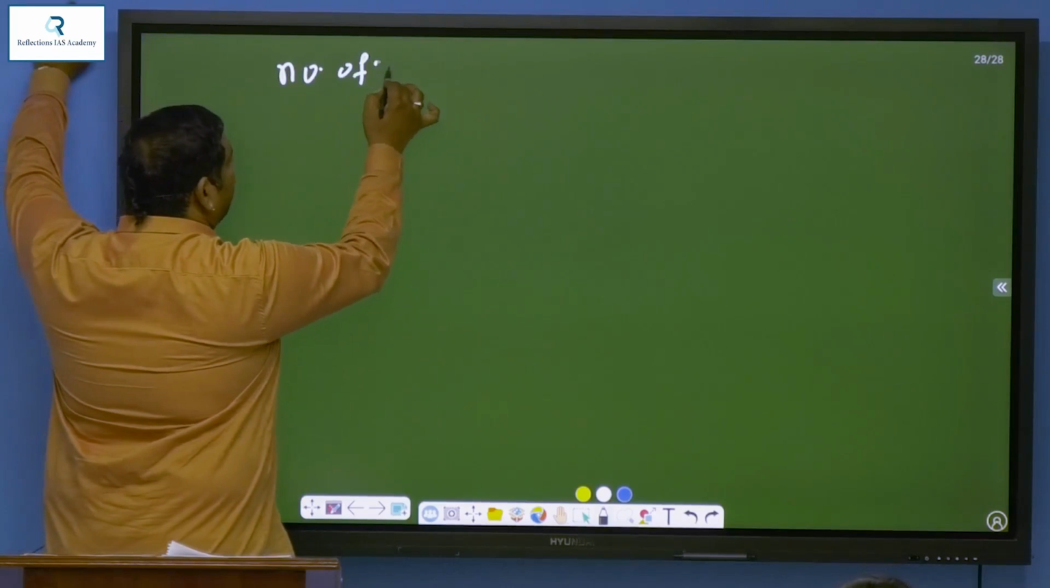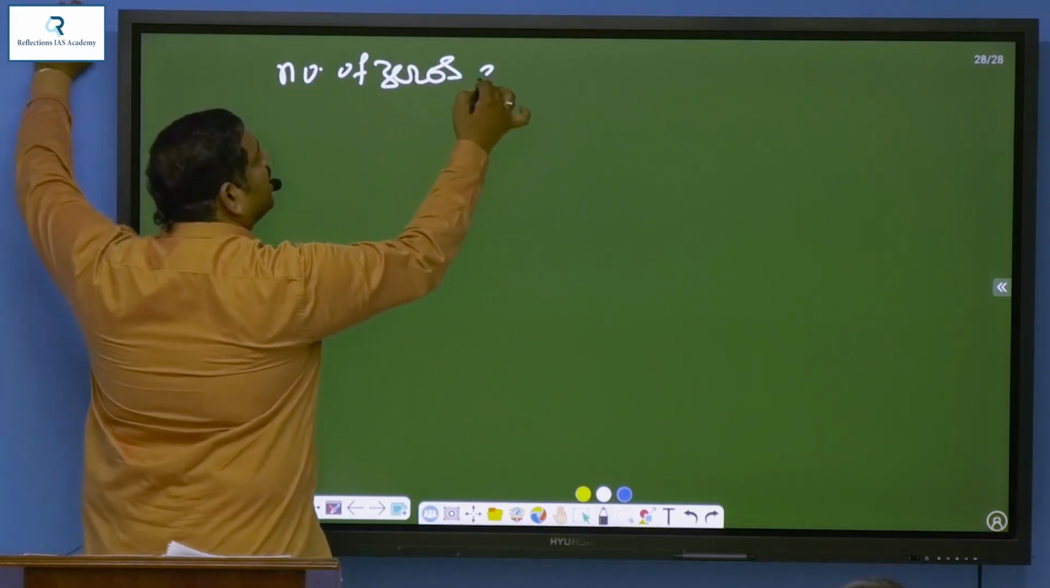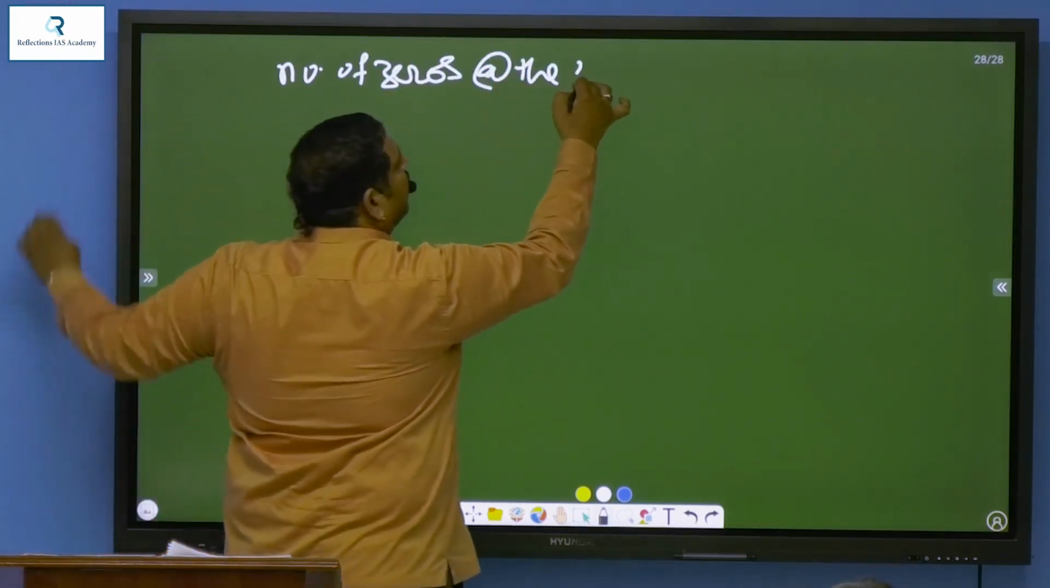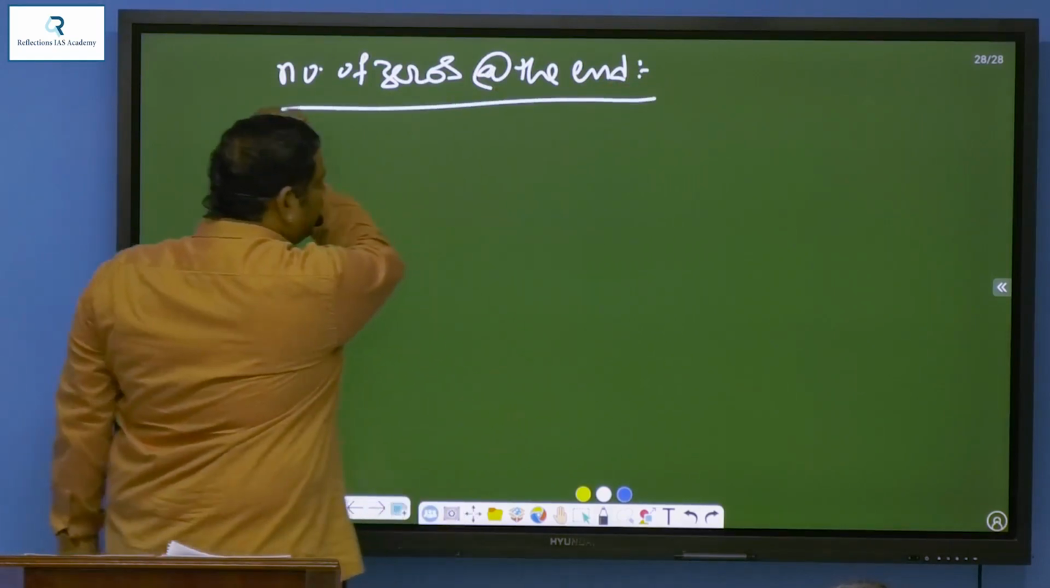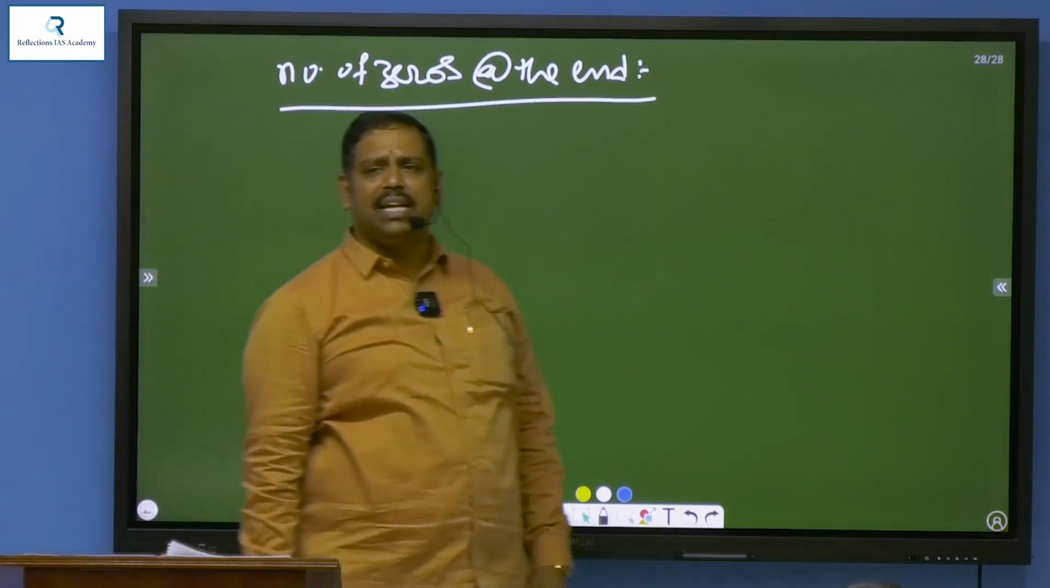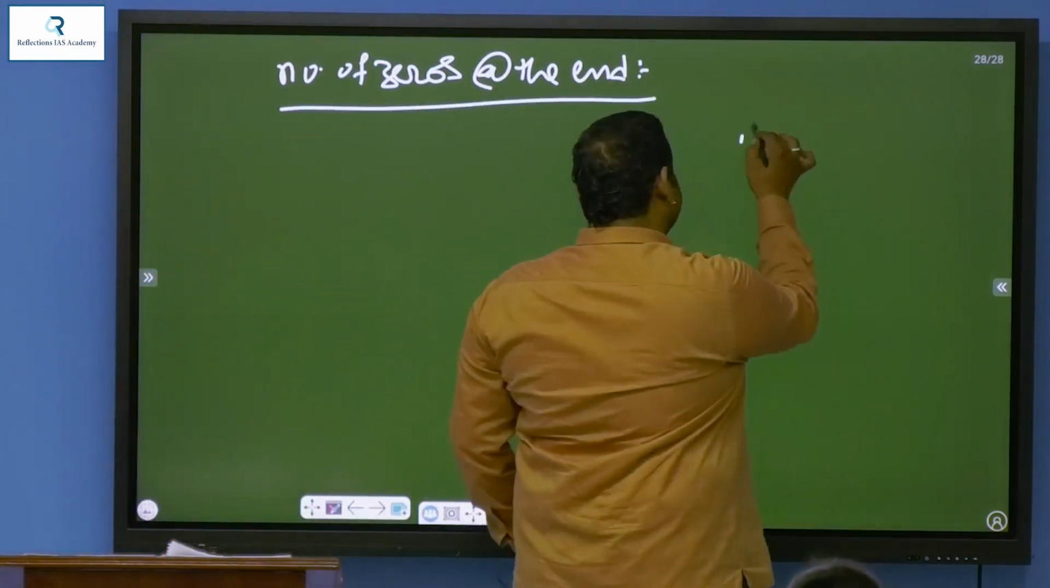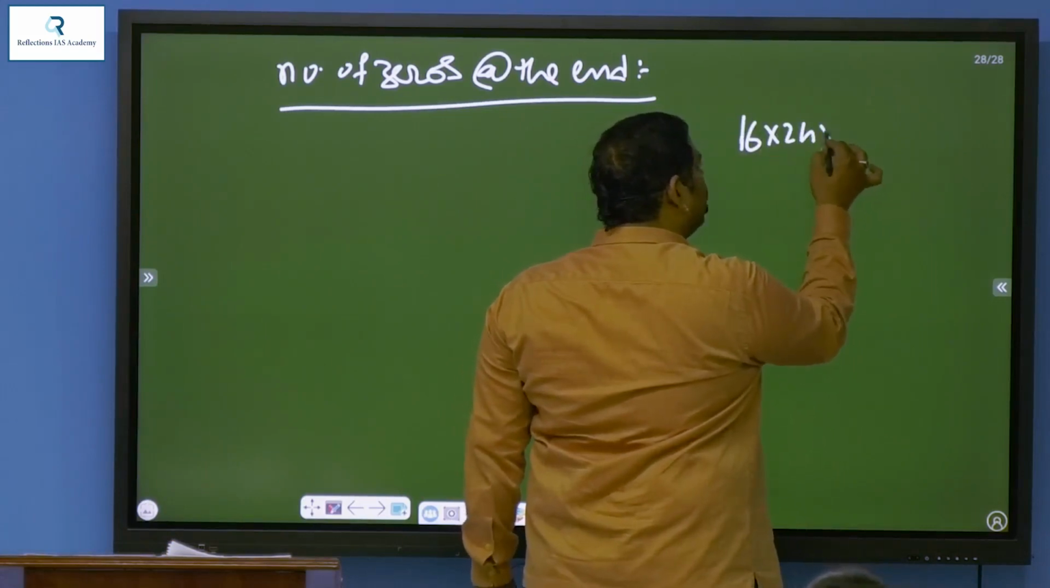Okay, let's go back to the next one. Number of zeros at the end. First we have to know what is number of zeros at the end. Very simple. Suppose I take some multiplication, 16 into 24 into 35.